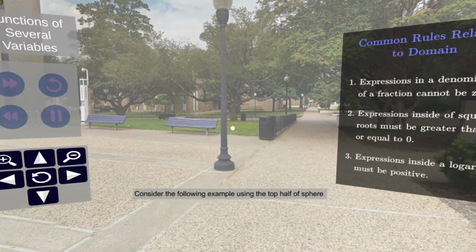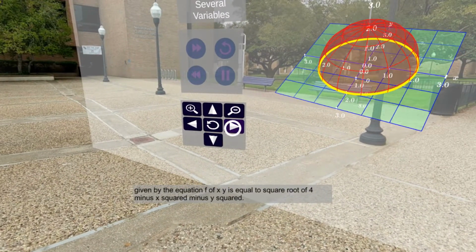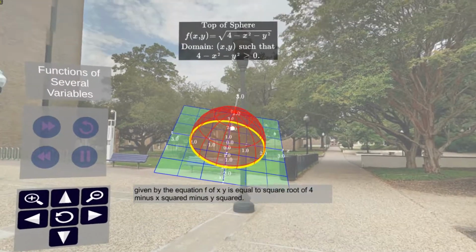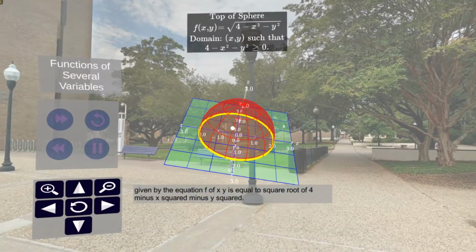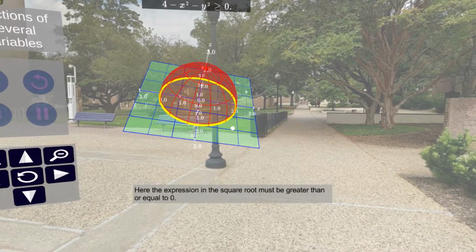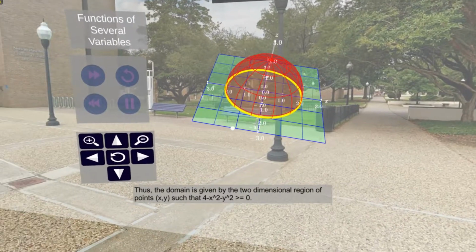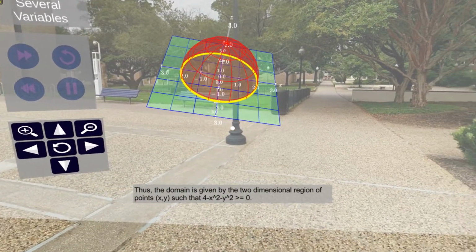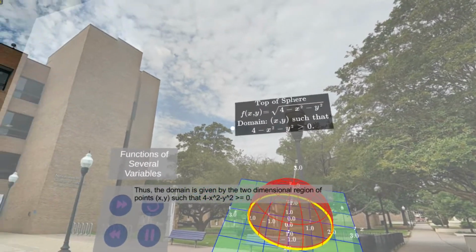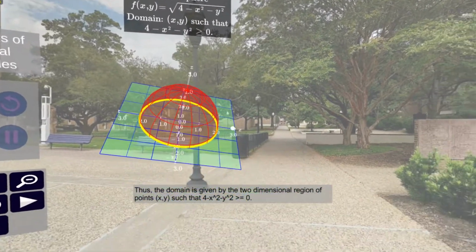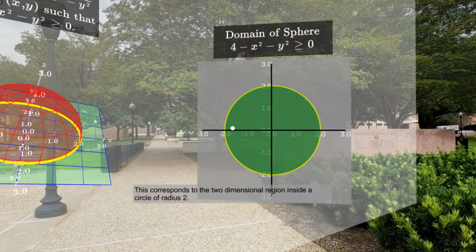Consider the following example using the top half of the sphere, given by the equation f of (x, y) is equal to the square root of 4 minus x squared minus y squared. Here, the expression in the square root must be greater than or equal to 0. Thus, the domain is given by the two-dimensional region of points (x, y) such that 4 minus x squared minus y squared is greater than or equal to 0. This corresponds to the two-dimensional region inside a circle of radius 2.